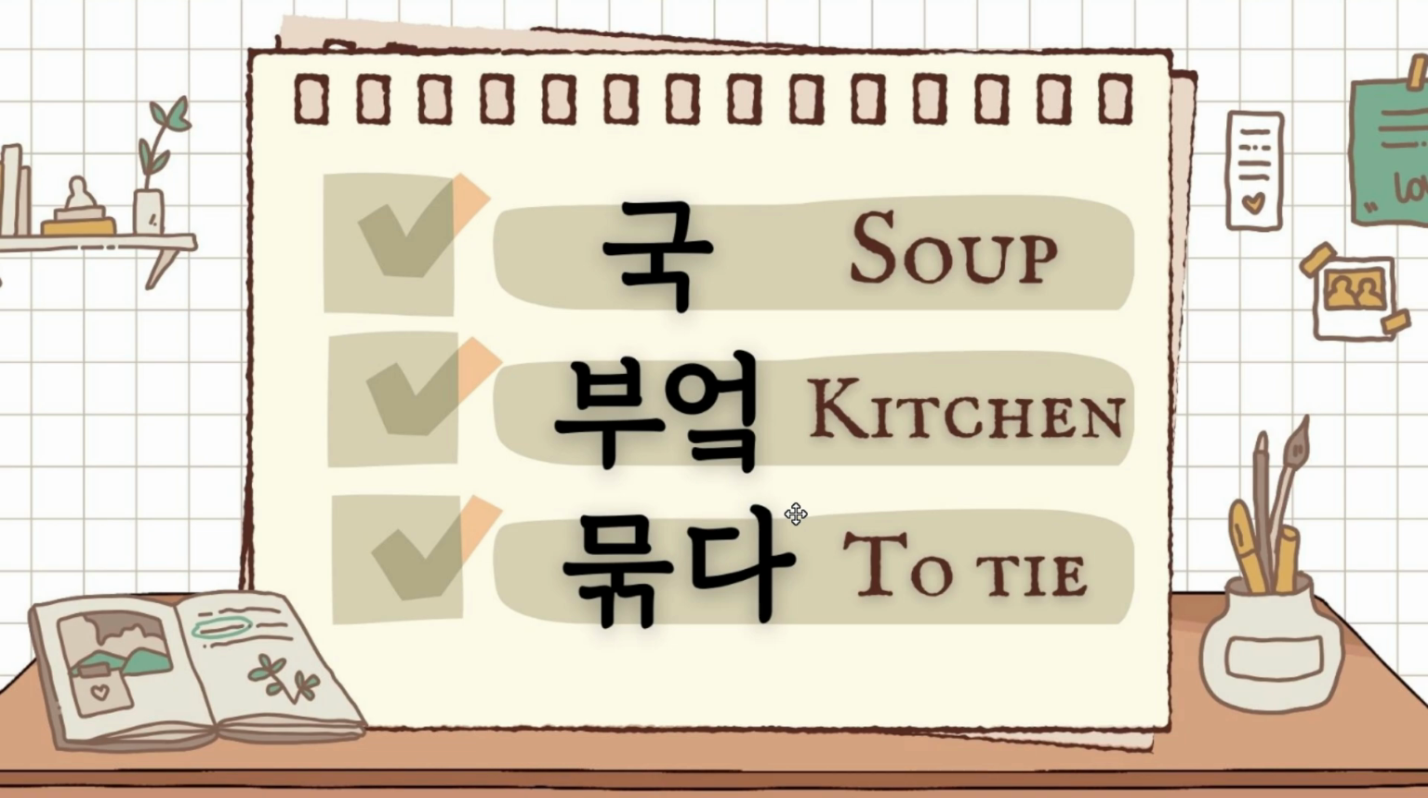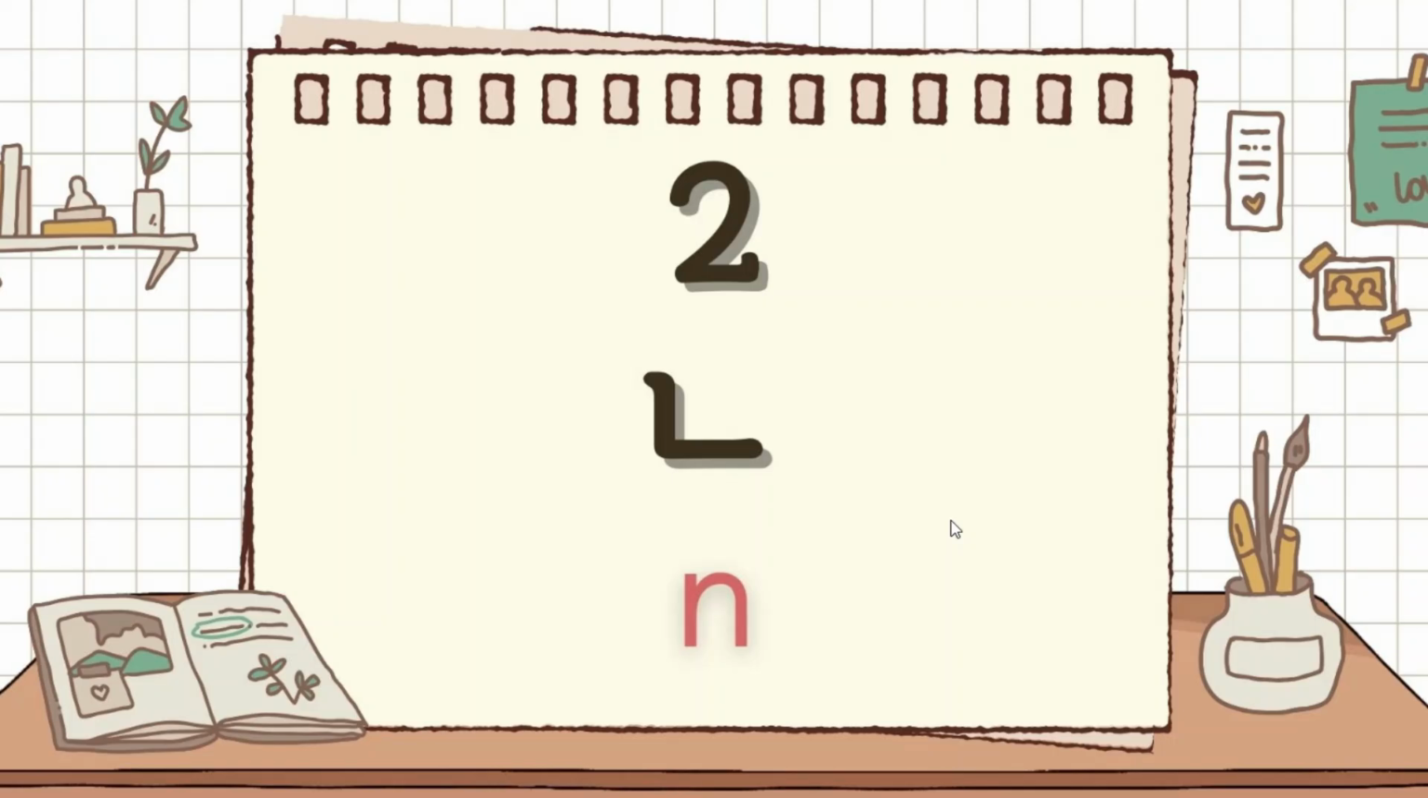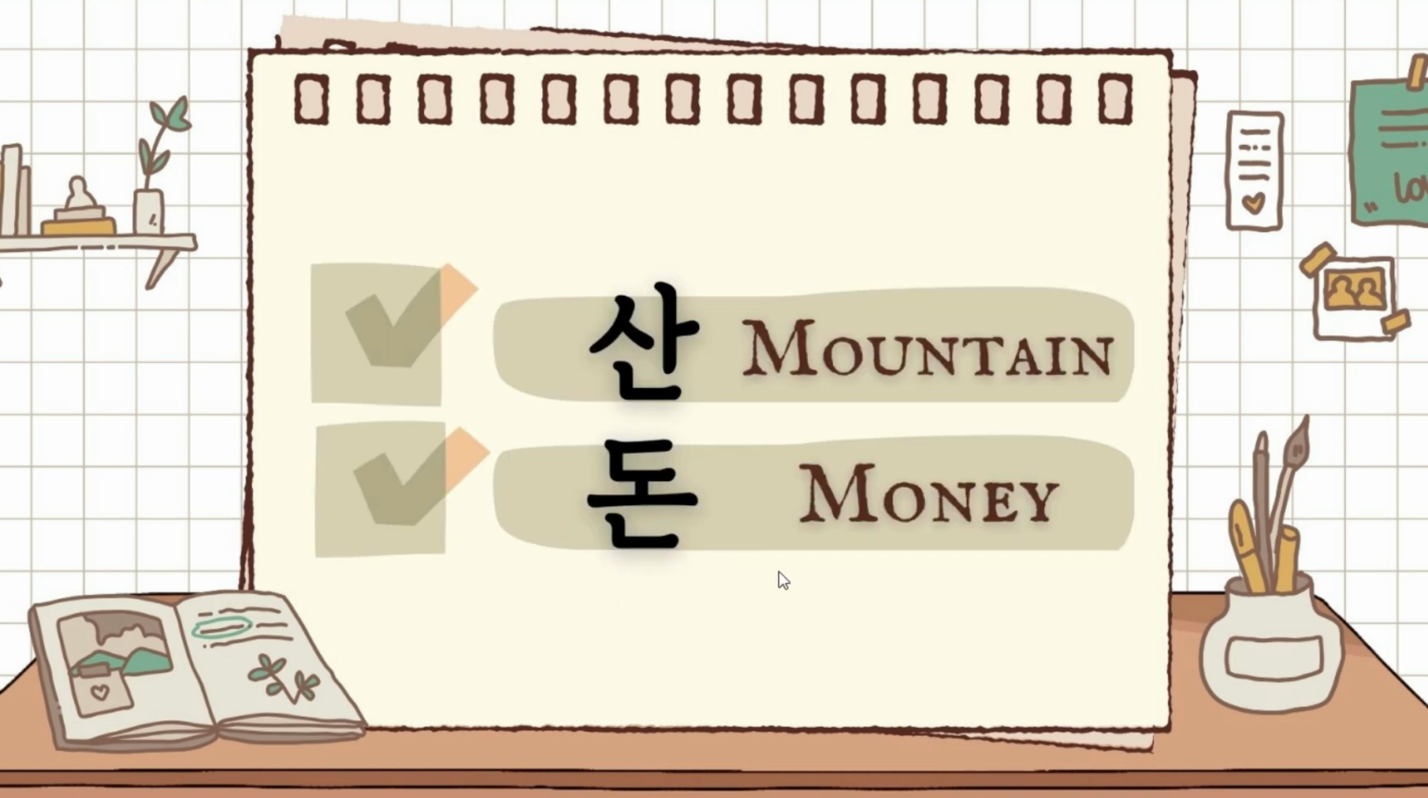Okay, let's move to the next one. Next 받침 is nieun, which has the sound n. The example is 산 and 돈. See, both the nieun is in the 받침 and the sound is n. Next one.